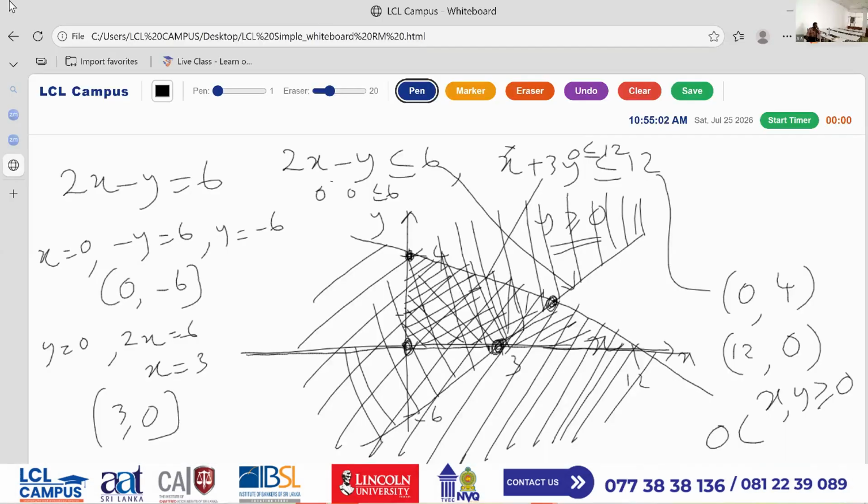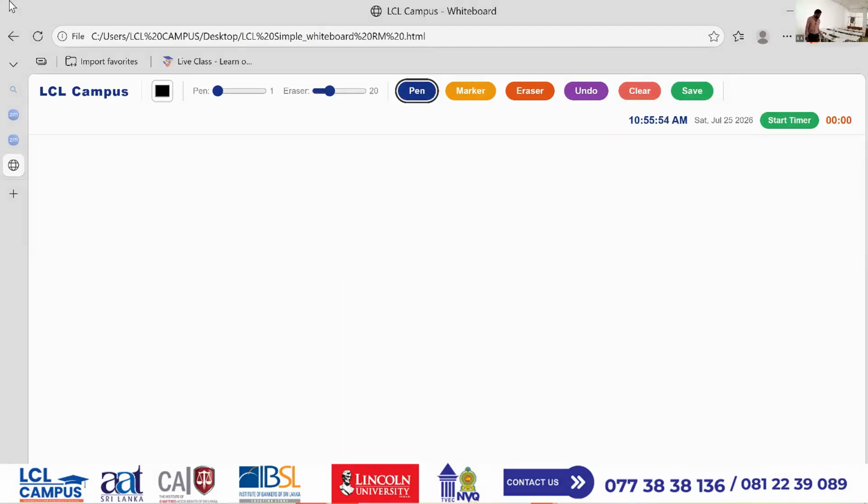Is it okay? Yes? Why? What's the doubt? Yes. Look at the second one. Third question, no? Section B, third question. A firm produces product C. The total revenue is given, total cost given.